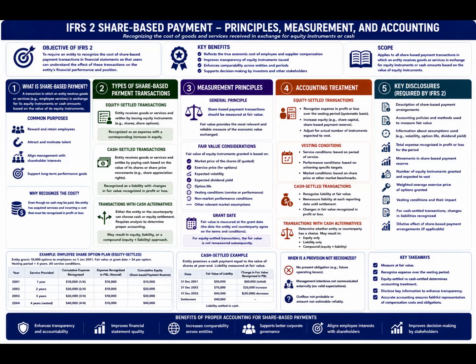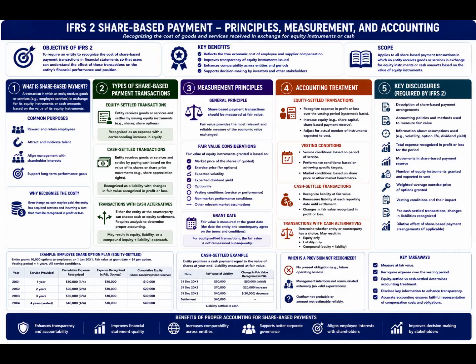Cash-settled transactions, however, are measured initially and subsequently at fair value until settlement, with changes in fair value recognized in profit or loss. Transactions involving cash alternatives may require splitting into separate equity and liability components depending on contractual terms. These principles ensure that financial statements accurately reflect both the cost and obligations associated with share-based compensation arrangements.